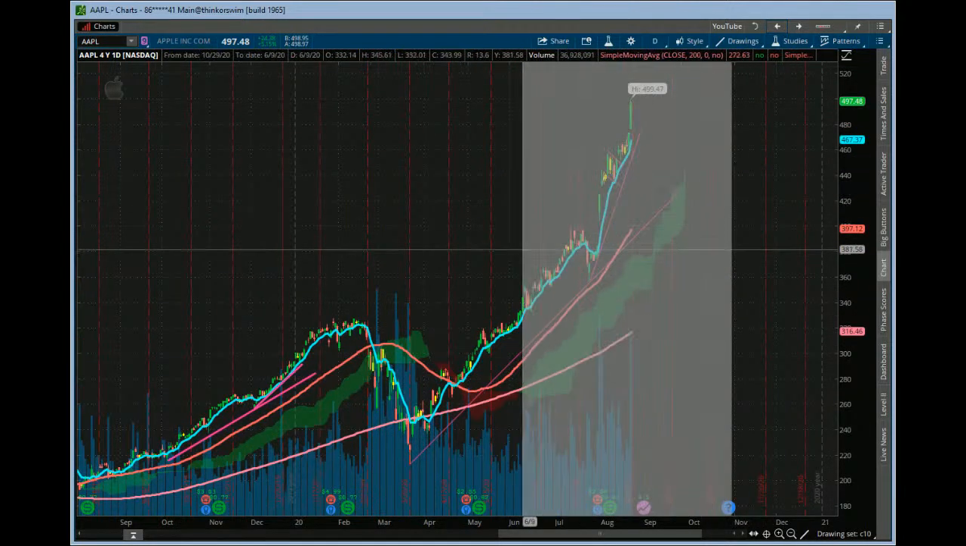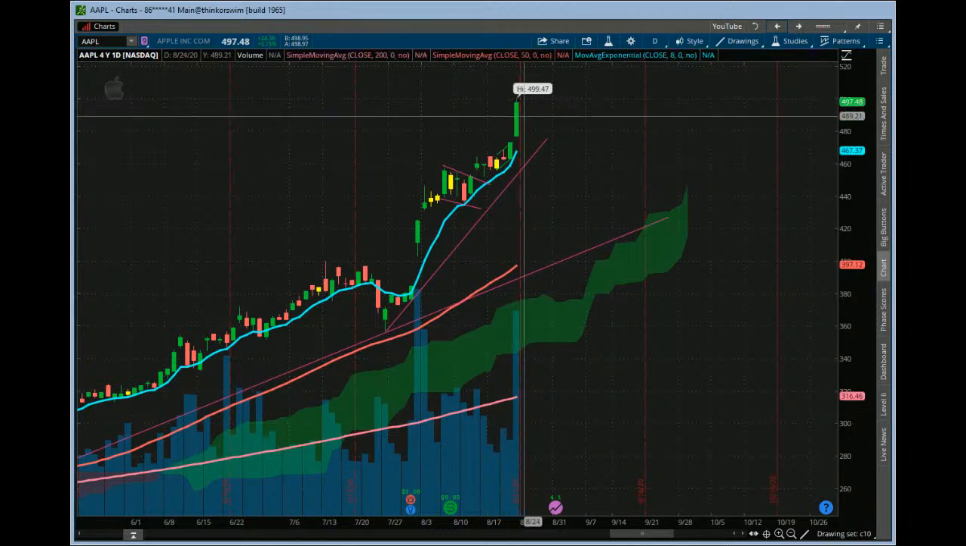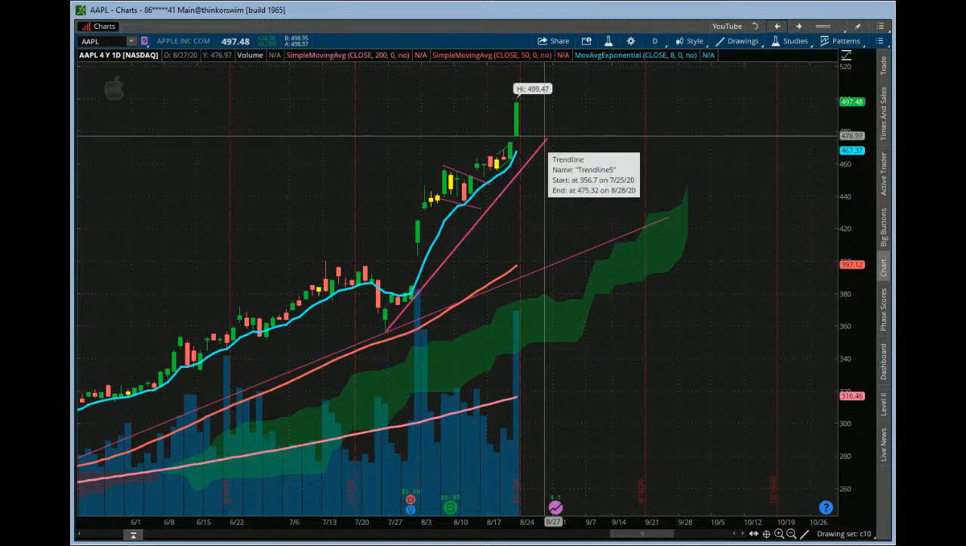But yeah, Apple totally carried the market on Friday and was just extremely strong and closed really close to this 500 level. A little bit of an upper shadow, but we'll see if that gets any follow through going into tomorrow and this week.